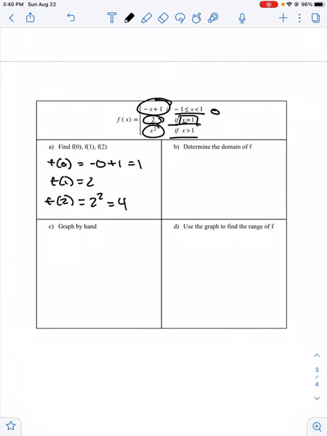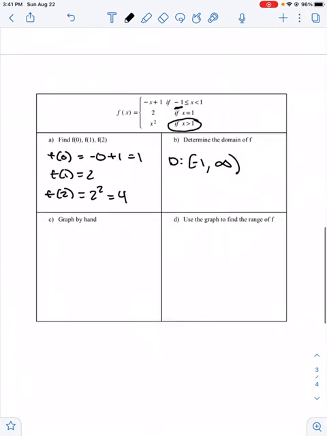Now we're going to determine the domain of the function, and we see that the farthest left point is at negative 1. So this function is going to start at negative 1, but on this third one, x is greater than 1, so there's no end point to this one, so it's going to go to infinity. So our domain is from negative 1 to infinity.